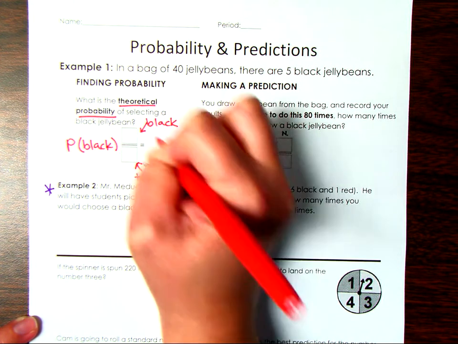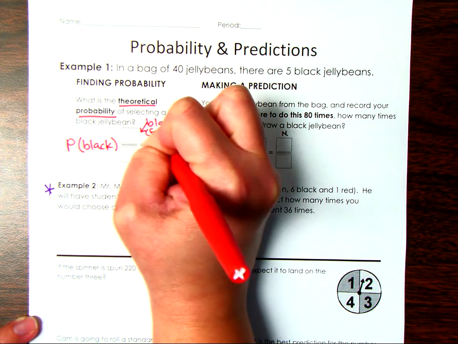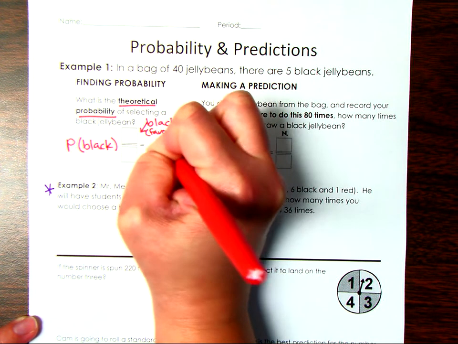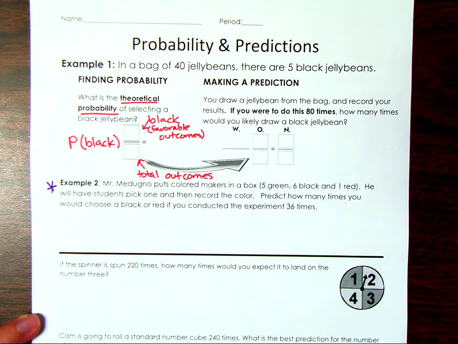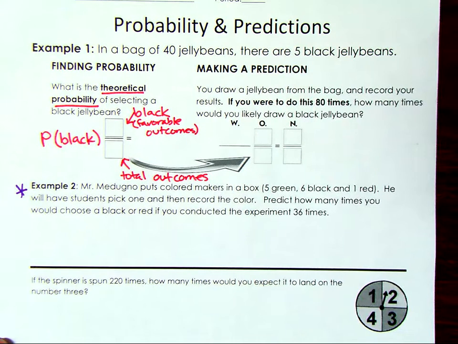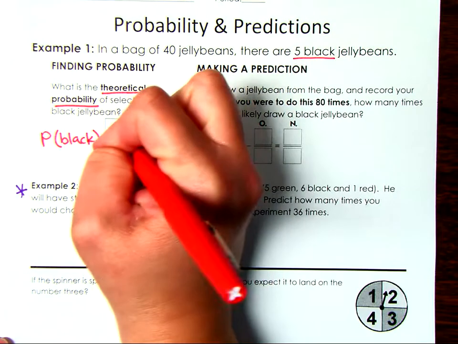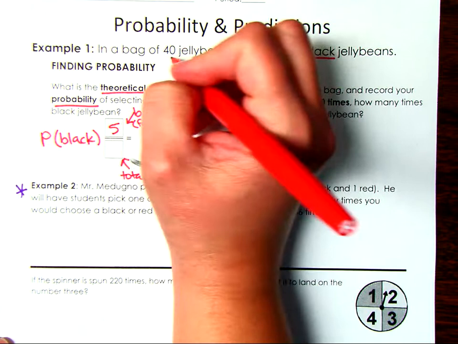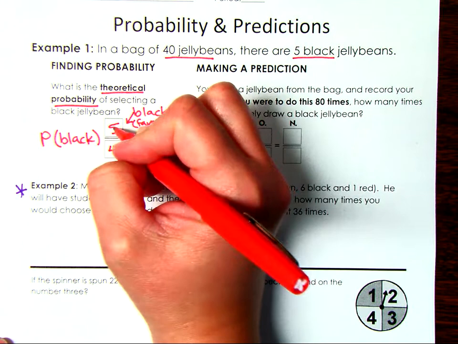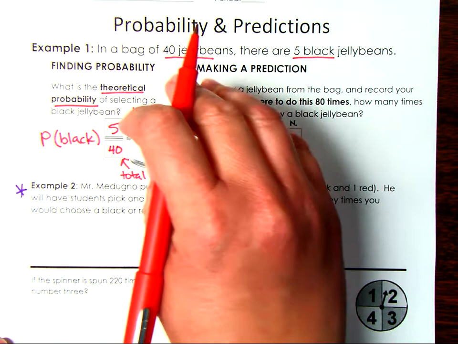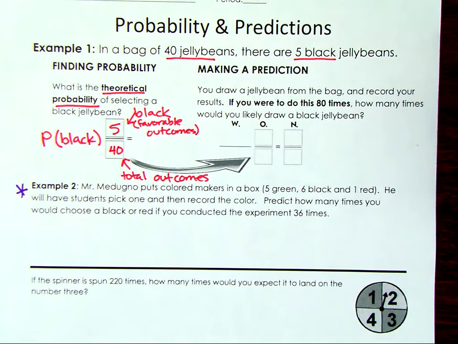And in case you forgot, the numerator is always going to be what we call the favorable outcomes. That's what we're looking for. So in this situation, we're looking for the favorable outcomes of black jelly beans. If there are 5 black out of 40 total, we say 5 out of 40. So there's a 5 out of 40 chance for you to reach in and just get a black jelly bean. Now we could reduce that as well, but for right now we're just going to leave it as 5 over 40. Then I'll help you out in just a minute.